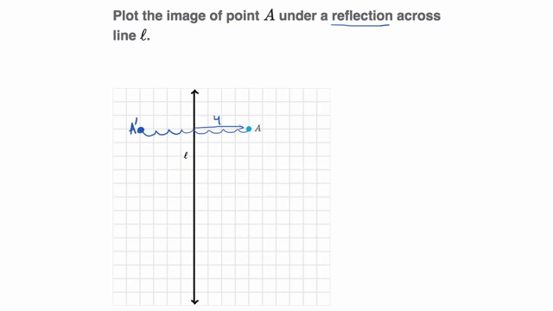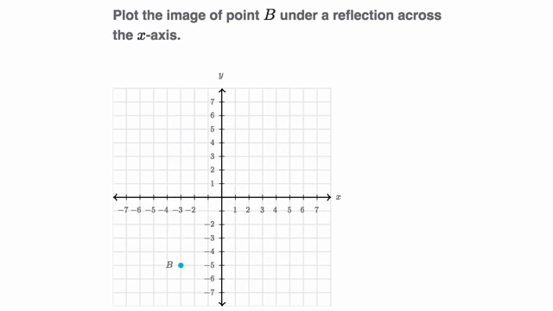Let's do another example. So we're asked, plot the image of point B under a reflection across the x-axis. All right, so this is point B, and we're going to reflect it across the x-axis right over here. So to go from B to the x-axis, it's exactly 5 units below the x-axis. 1, 2, 3, 4, 5.